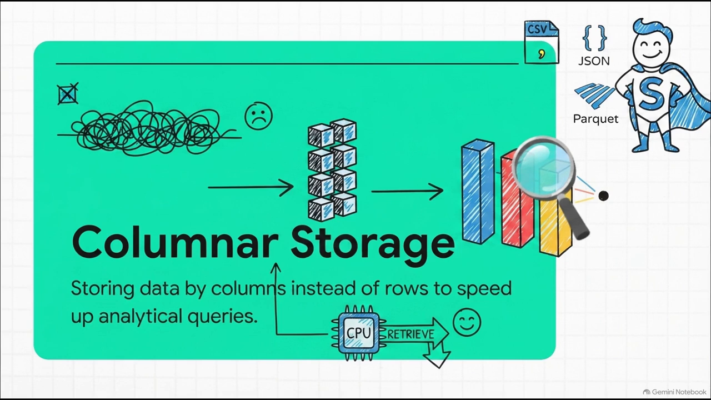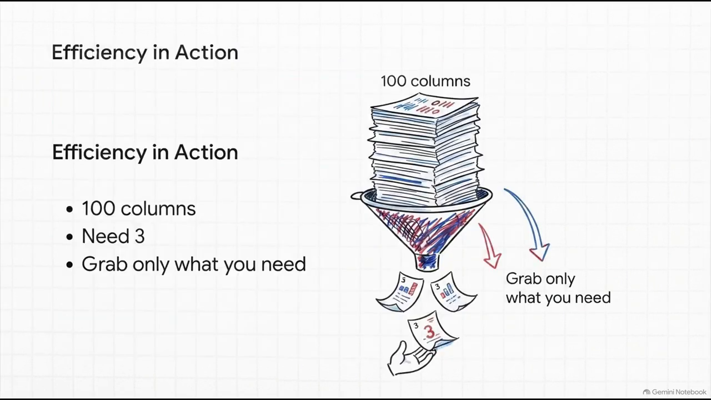So instead of storing data row by row, the way a CSV does, Parquet stores it by columns. And this fundamentally changes how data is saved and, way more importantly, how a computer retrieves it. Let me tell you why that is a total game changer for performance.